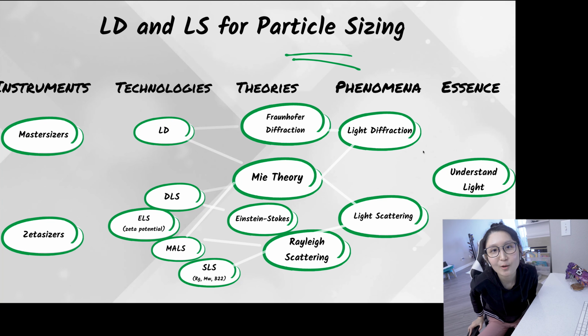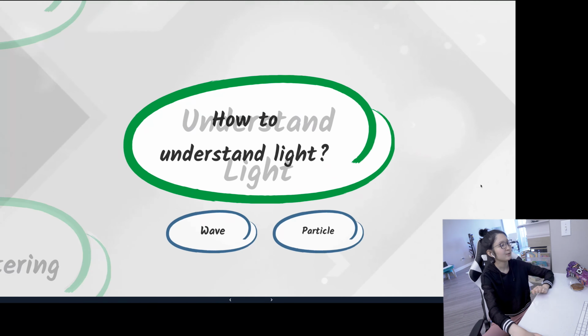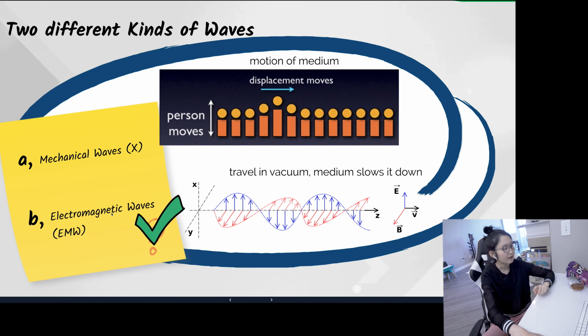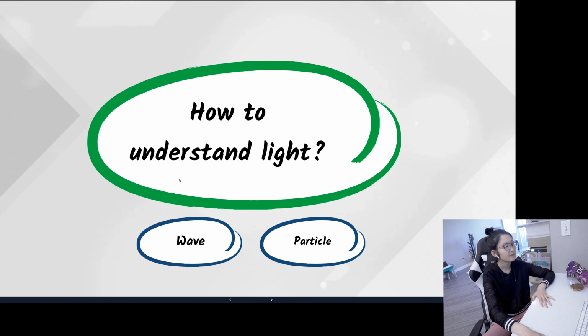Okay, let's start with a brief review of what we've already learned in the last two videos. First is the essence behind all this, how to understand light. As I said, it's better to understand light as an electromagnetic wave for the scope of this presentation. What is it? It's really an oscillating electromagnetic field that propagates through a direction. That's light.